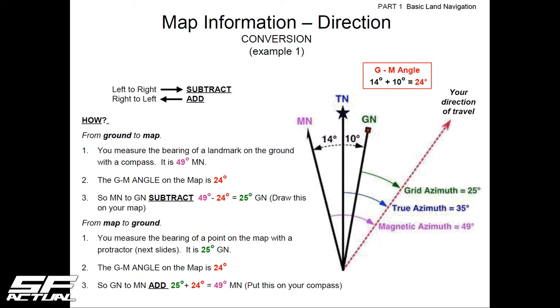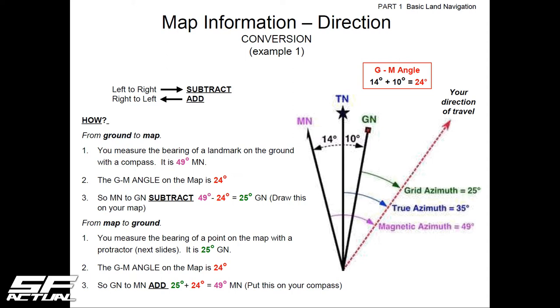So from ground to map, that's taking the ground and using a compass to get an azimuth check. That's what that means. From ground to map, we have indicated here on the right that there is a 24 degree declination between magnetic north and grid north. So we are on the ground, we shoot an azimuth at a tree, and we are wanting to walk that direction. We come up with 49 degrees off of our compass, and that is our magnetic north.